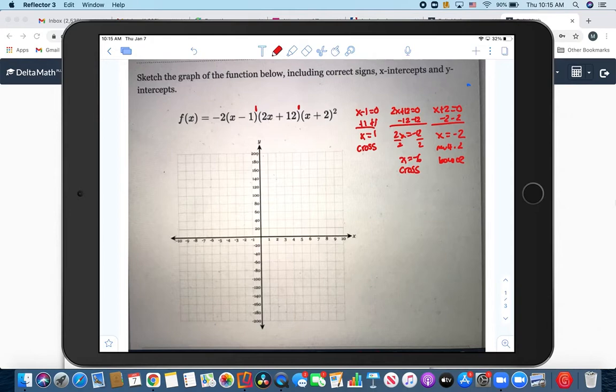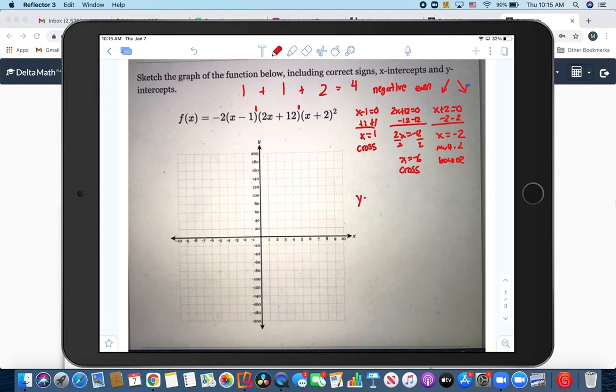Now let's count our degrees. We got a degree of 1, and a degree of 2. That means this is going to be a degree of 4. And the leading coefficient is a negative number. So it's going to be a negative even degree, which, you guys, that is down, down.